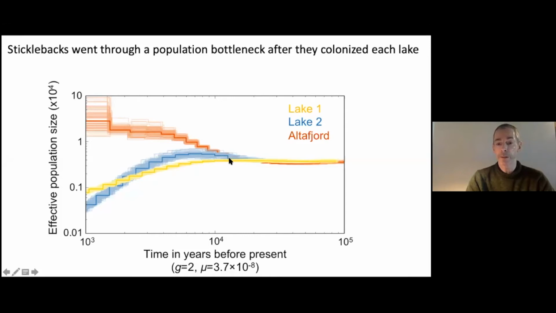And we can see, roughly around the time that we believe the lakes were colonized, around the time of our ancient sample here, this divergence from the marine population and this decline in effective population size, which takes place gradually over thousands of years in both Lake 1 and Lake 2. And we did this with multiple individuals, and we got the same pattern each time.